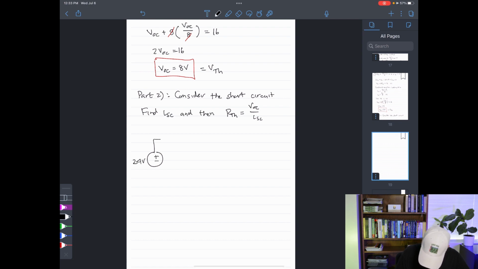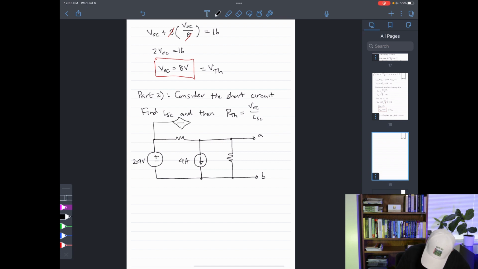So here I have my 24 volt source. This is hooked up to a resistor there, followed by a 4 amp current source here. This in turn is hooked up to a resistor there, and then we have our terminal A. This bottom portion of the circuit is then complete. At the very top, I have a dependent source. It is a current source. It is providing us with 3 Ix worth of current, and Ix has been defined to flow down this way. Lastly, this is a 2 ohm resistor, and this is an 8 ohm resistor.